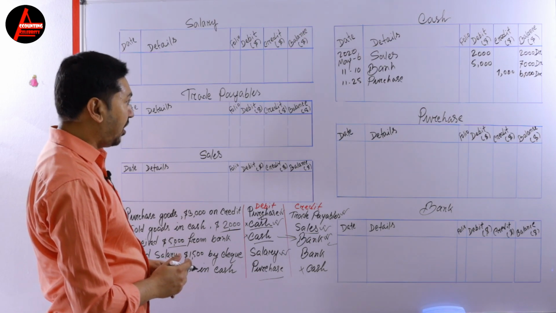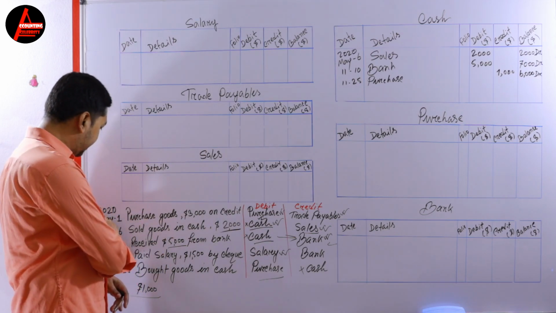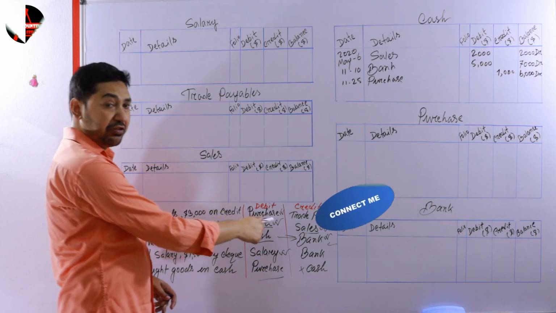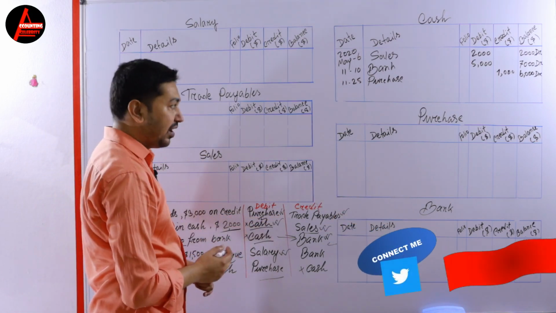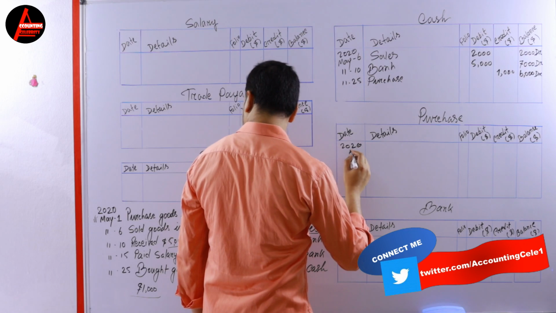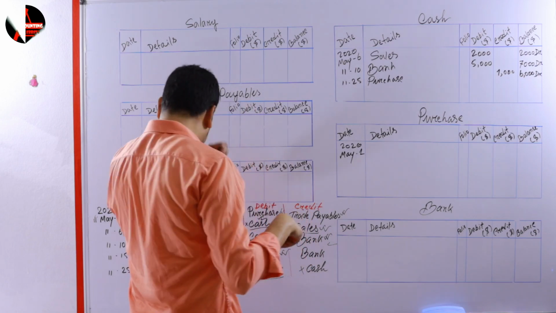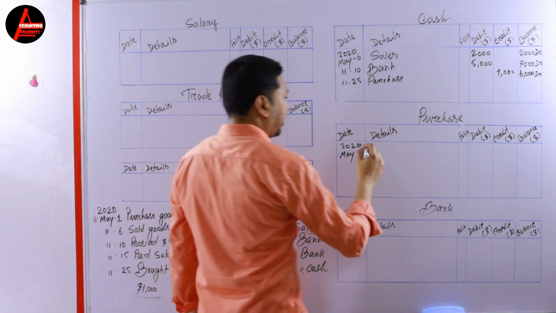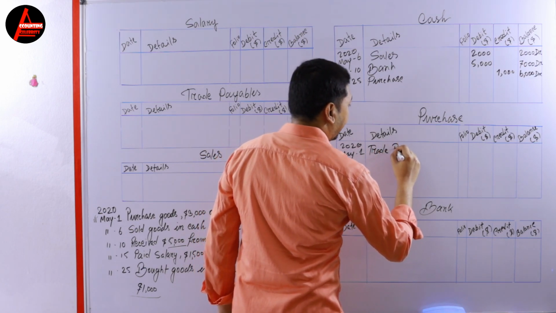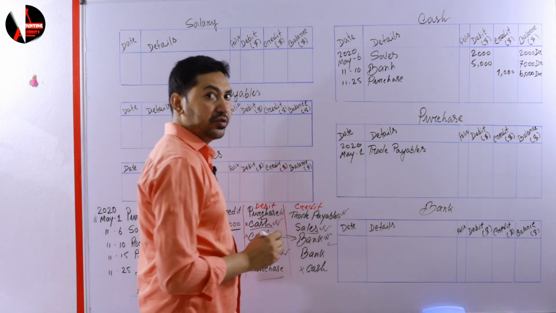Let us do purchase now. So what is your first transaction of purchase? Yes, first one, May 1st. May 1st, purchase goods $3,000 on credit. Purchase to be debited and trade payable to be credited. So let us write here date 2020 May 1st. You need to write here trade payables. You are doing purchase ledgers, so you cannot write purchase, you have to write the opposite account.